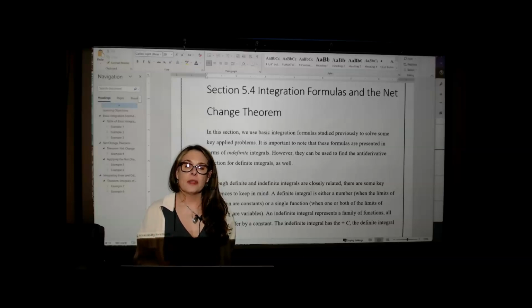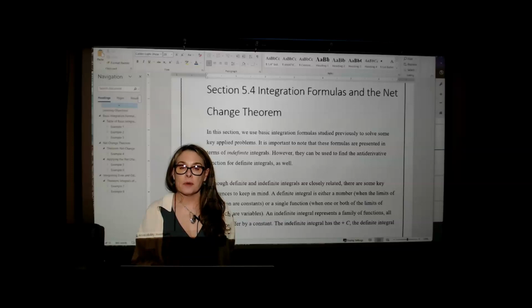With this theorem, we think of the integrand as the rate of change of some function, so that when we're done, what we're getting is the net change of that function from the original value, capital F of A, to the ending value, capital F of B. This, of course, is using the definite integral. We'll be using both definite and indefinite integrals.